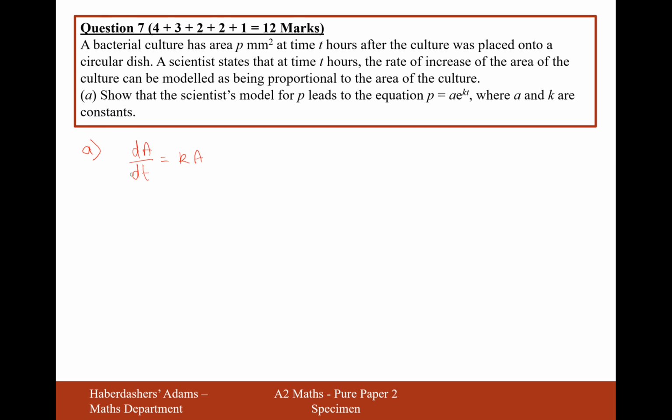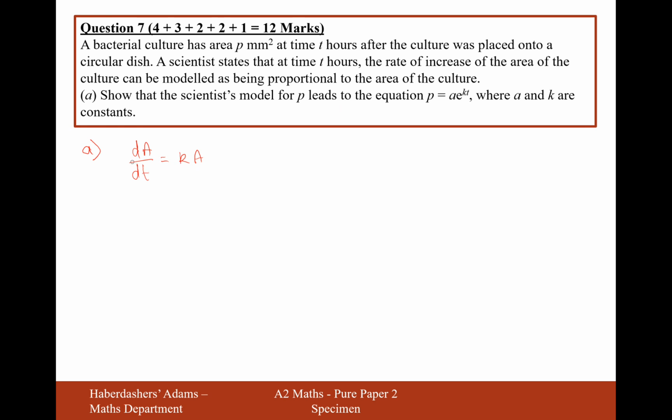We're looking for dA by dt equals kA. So the rate of change, that's what dA by dt is, and proportional to, that's why the letter k is there, and A, that's the letter representing the current area.